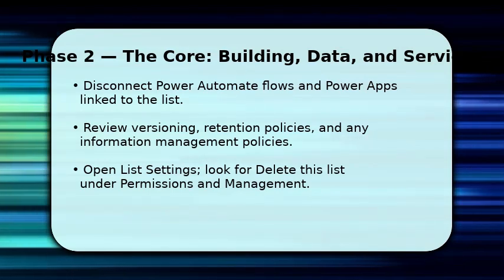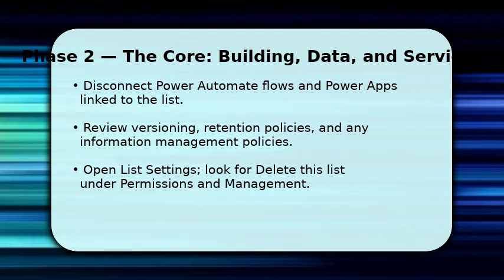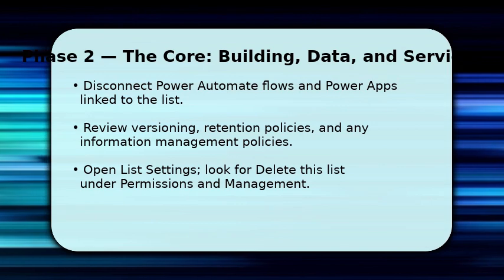Then review versioning and retention settings because policies can block deletion. Make sure any retention labels are removed. From the list, go to List Settings and scroll to Permissions and Management where the Delete this list link appears. If the link is missing, check Site Policy.